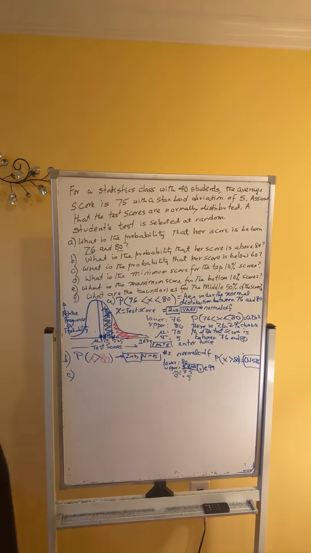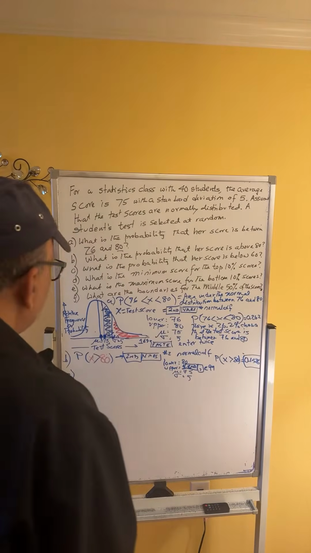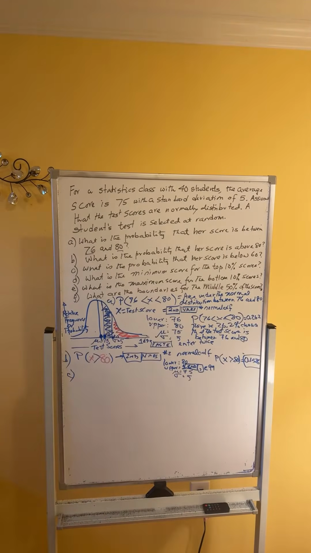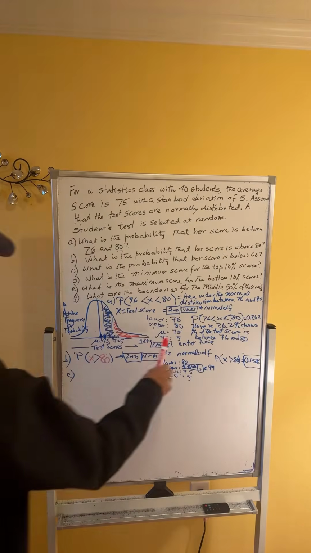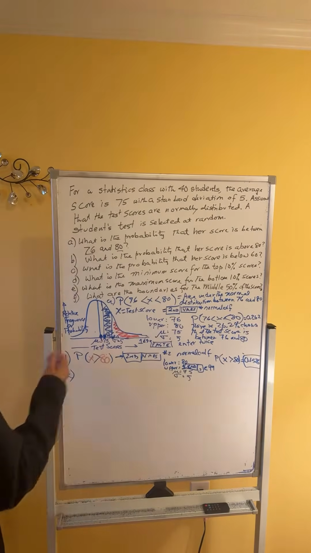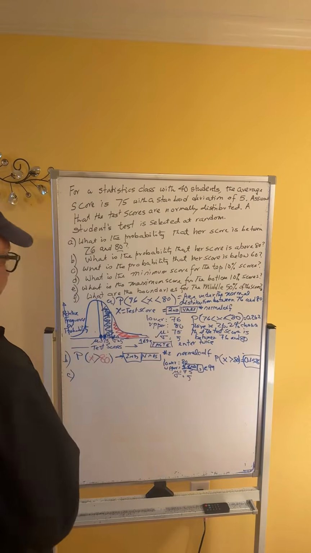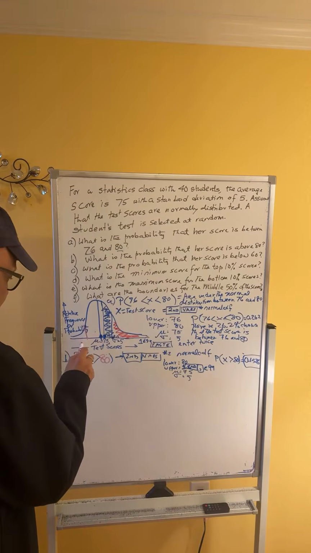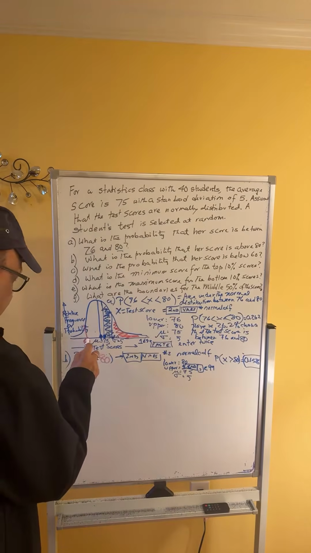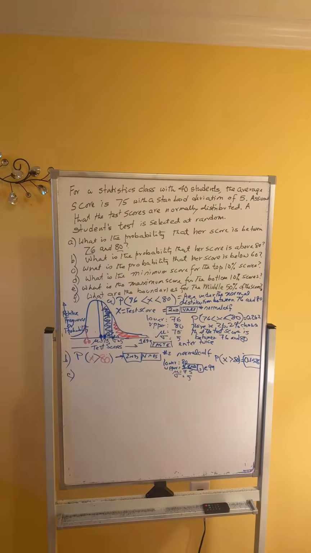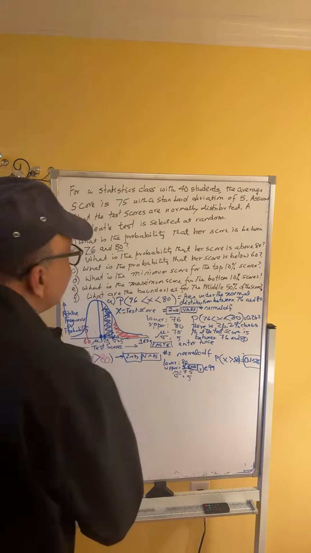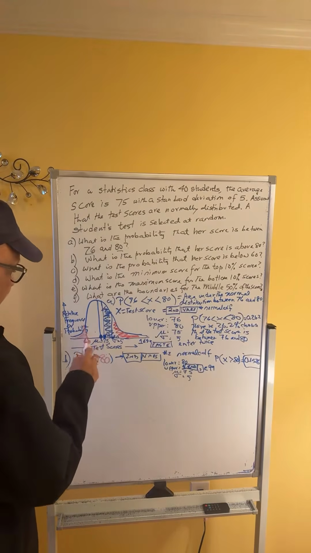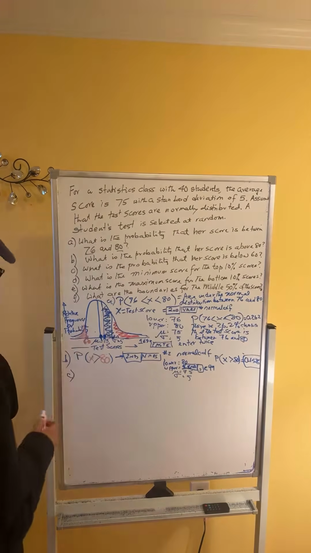Part C says, what is the probability that a score is below 60? Now 75 is in the center, numbers increase on the right from the mean, numbers decrease from 75 on the left, and 60 is less than 75. So 60 is somewhere over here on the horizontal axis. This is your 60, and I am interested in x less than 60. That means I want this area. So my upper boundary in this case is 60.